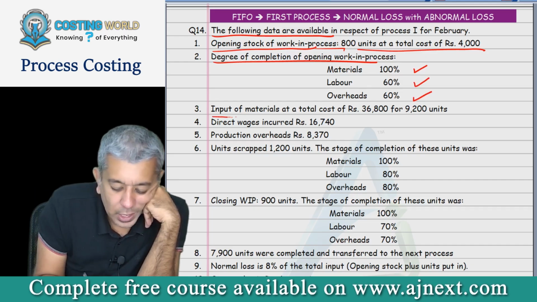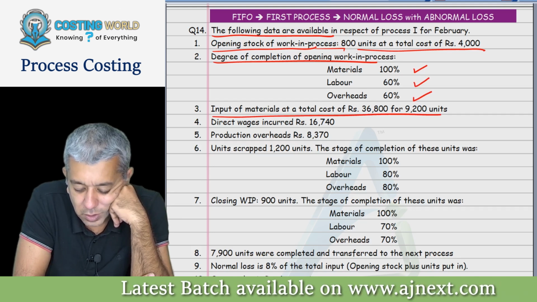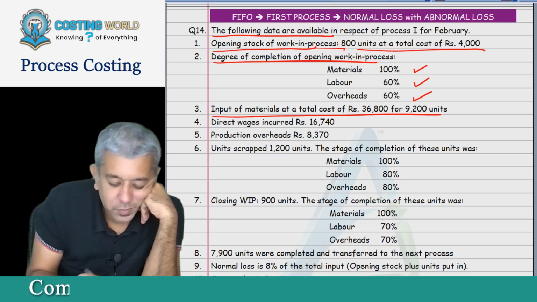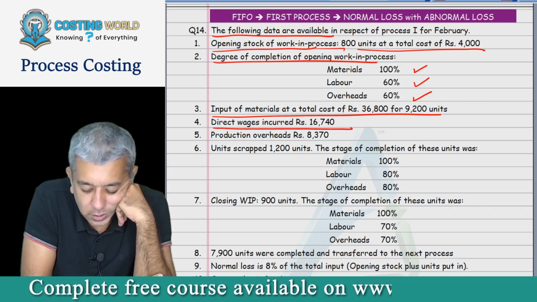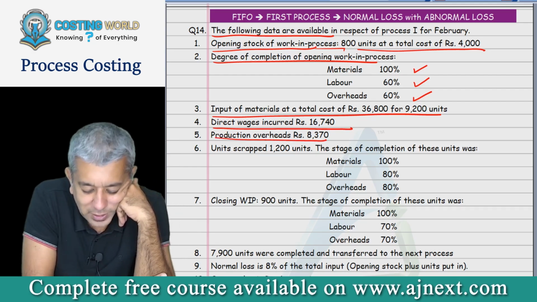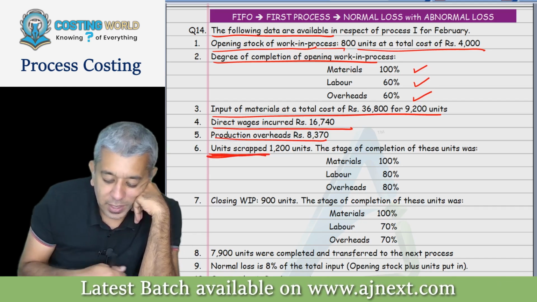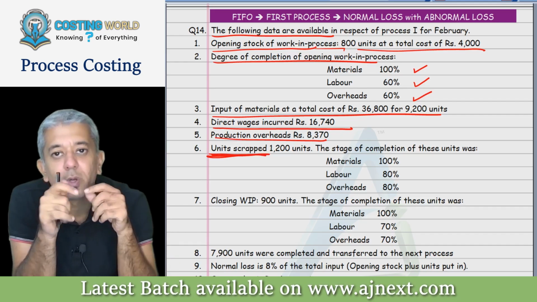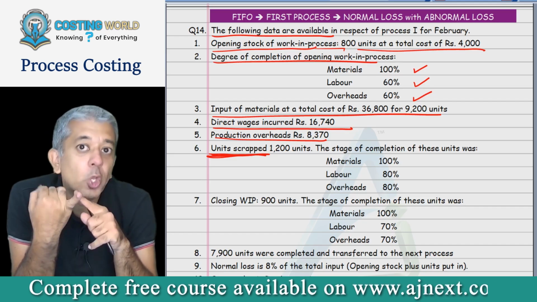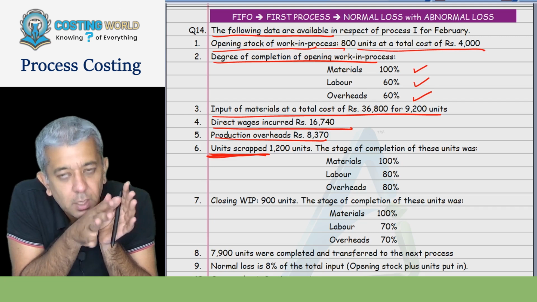Input of materials at total cost of 36,800 for 9,200 units. Direct wages incurred 16,740. Production overheads 8,370. Now this word is very important for me. Units scrapped. Recall your first lecture, you will not have a confusion. Units scrapped. If I ask you, you scrap your normal loss also, and abnormal loss also.